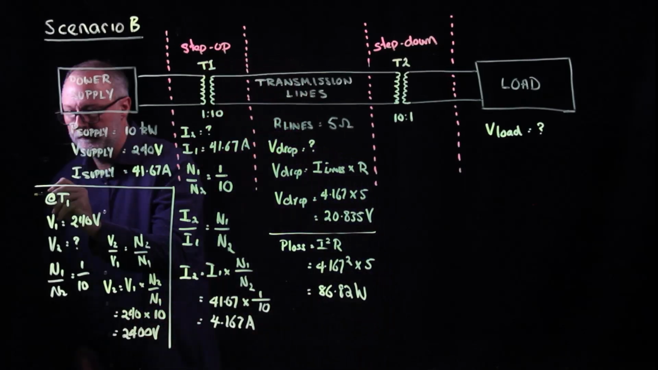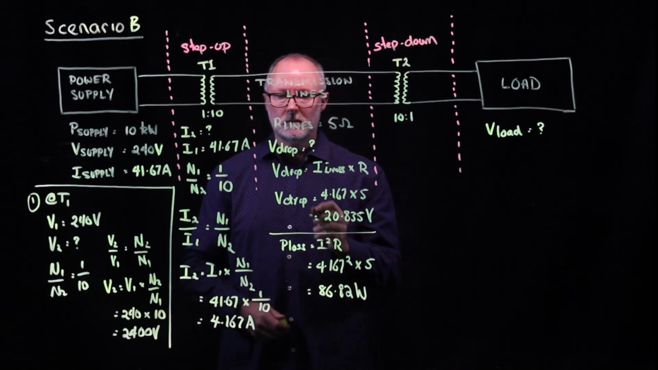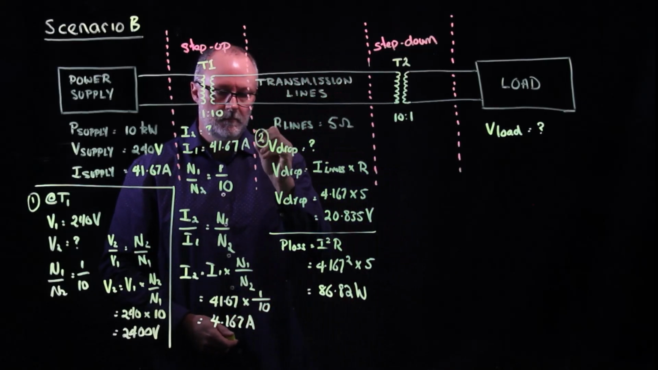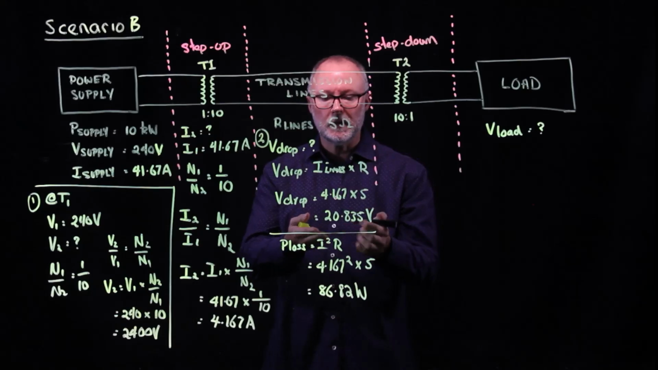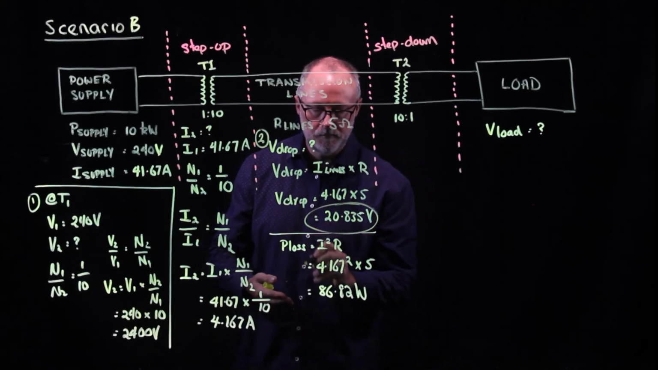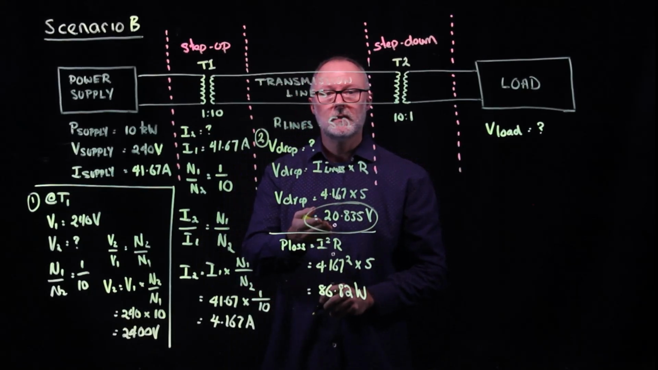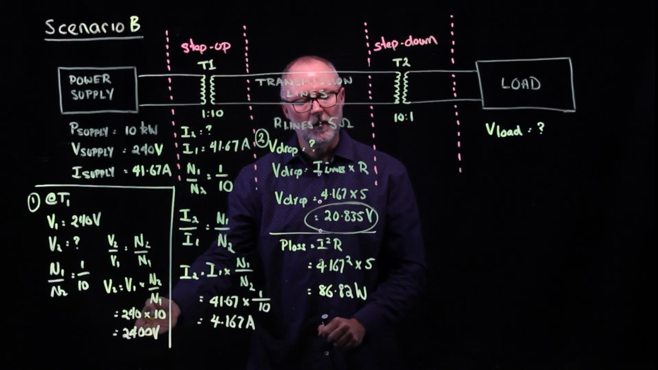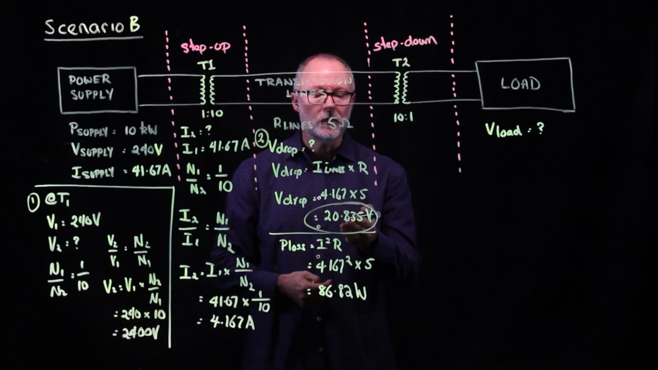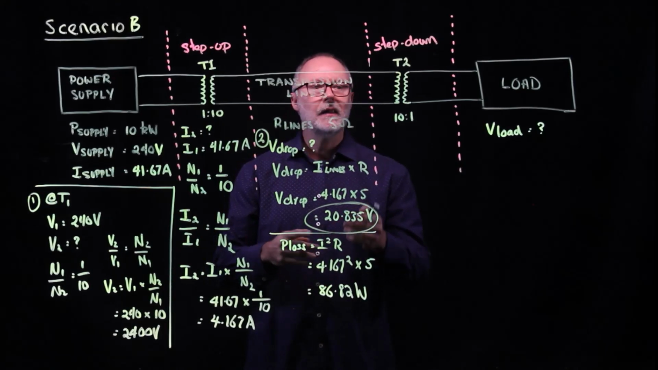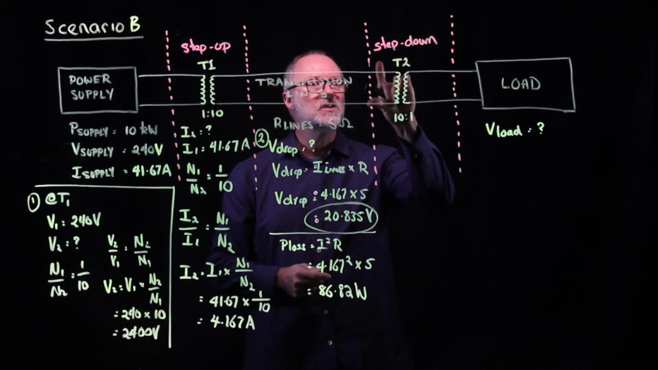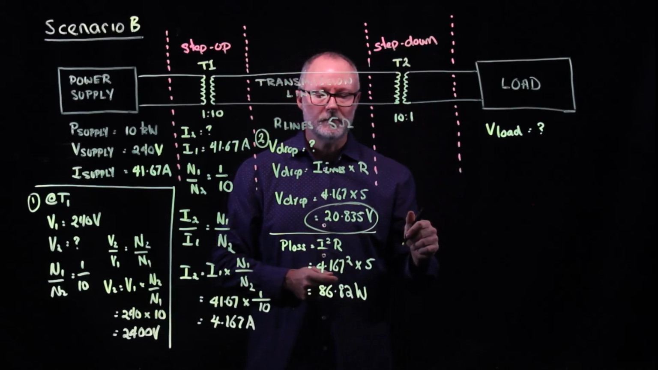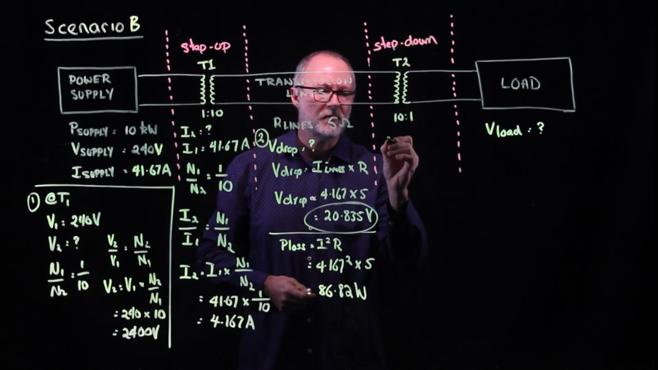That's step number 1. We can now use the voltage drop that we calculated earlier in our transmission lines. So we start in the transmission line at 2,400 volts and we lose 20.835 volts. That allows us to work out what voltage is entering into the second transformer. So let's write this down in step 3.